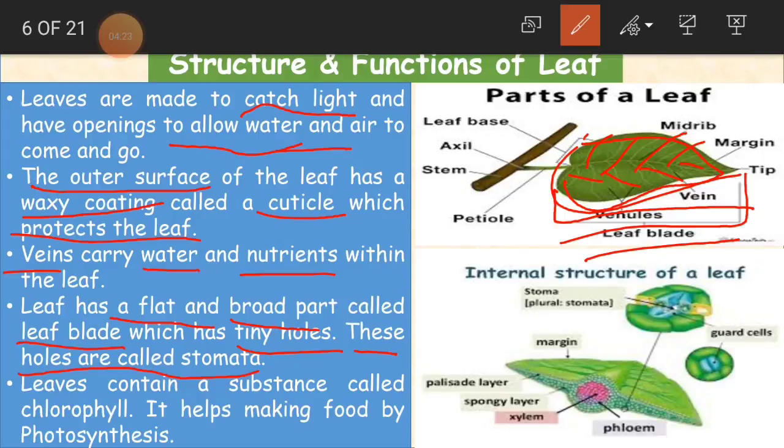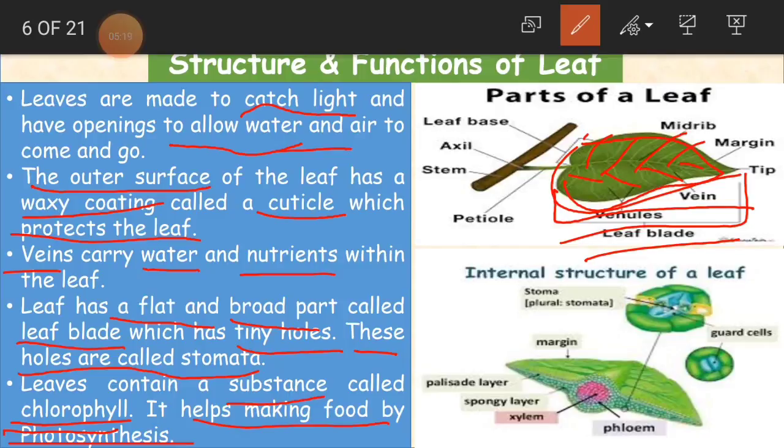Okay children, where the gases are exchanged here. It is allowing the gases to pass through. Okay, it is taking carbon dioxide and releasing the oxygen, which is good for our environment. Clear children? Yes. Leaves contain a substance called chlorophyll. What does this chlorophyll do? It helps making food by photosynthesis. So we learnt earlier that through the process of photosynthesis, the leaves are going to manufacture the food, by a substance called chlorophyll. So chlorophyll is a very important substance. Why? Because it helps making food for the plant.